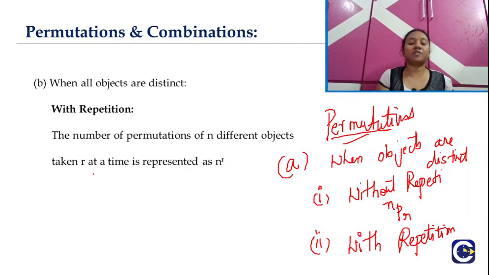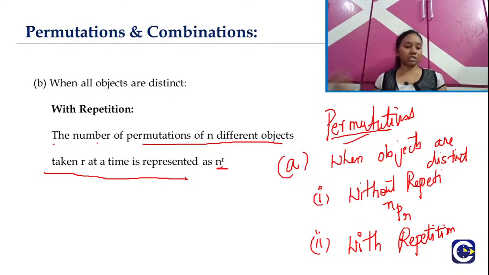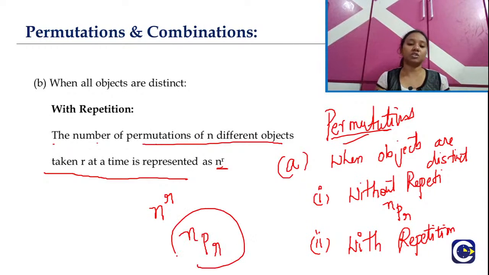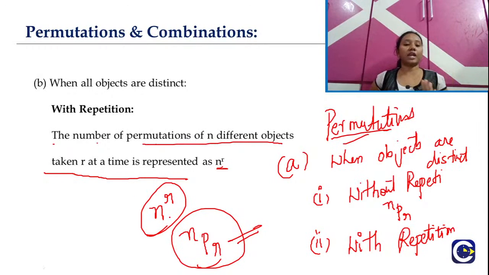The formula for this is given by n power r. That means the number of permutations of n different objects taken r at a time. The concept is the same thing. If we have n different things, and amongst the n different things r at a time have been taken, the number of permutations will be equal to n power r if repetition is allowed. If repetition is not allowed, then it will be nPr. So the total number of arrangements for both cases are explained here. For repetition allowed it is n power r, and when repetition is not allowed it is nPr.